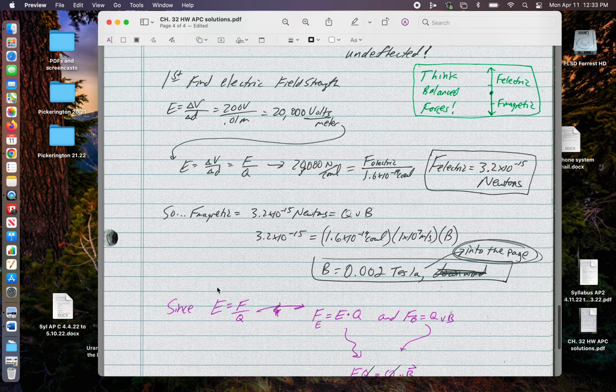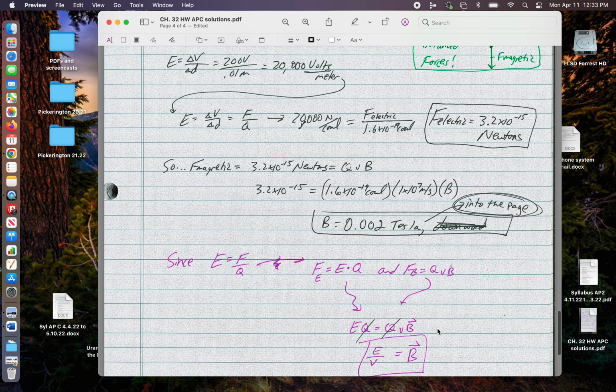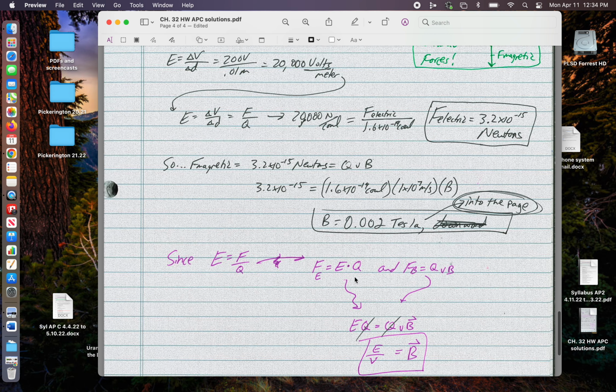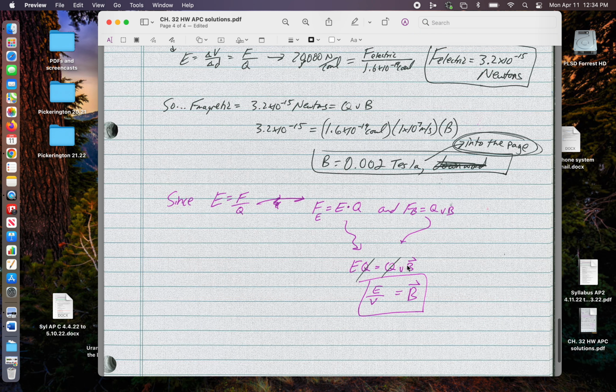Now just to think about it, if I know that E equals F over Q, F electric is E times Q, F magnetic is QVB, notice that Q is in each of those equations, so I could set them equal to each other, since the magnitudes of the forces are equal to each other, and the actual charge cancels out. So the magnetic field strength is equal to the electric field strength divided by the velocity of the moving charge.